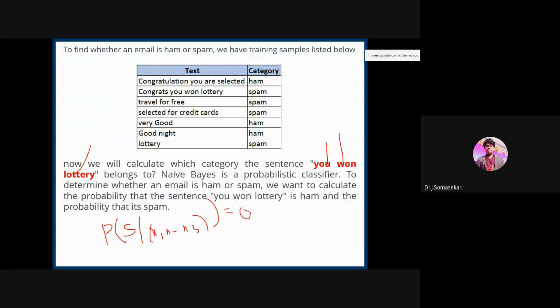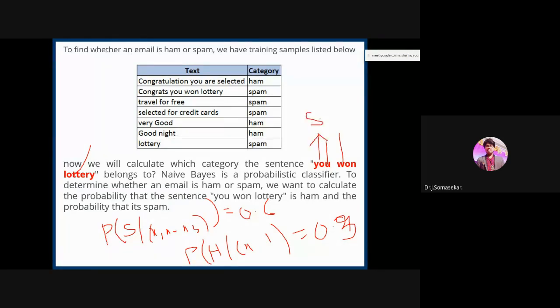Let us assume this probability is 0.6. And the probability of non-spam, which we can call ham, H-A-M, given x1, x3, that is, "you won," let us assume it is 0.3. So ham is 0.3 and spam is 0.6. Therefore, the mail you have received will go to the spam folder.